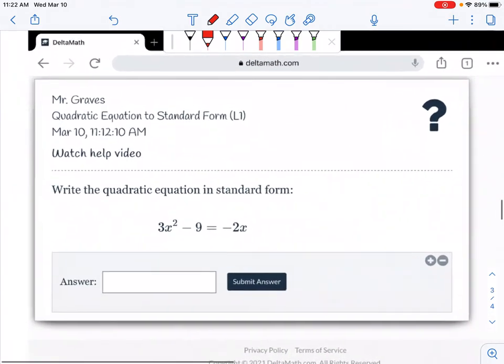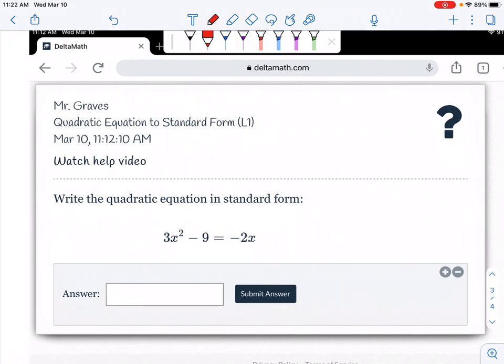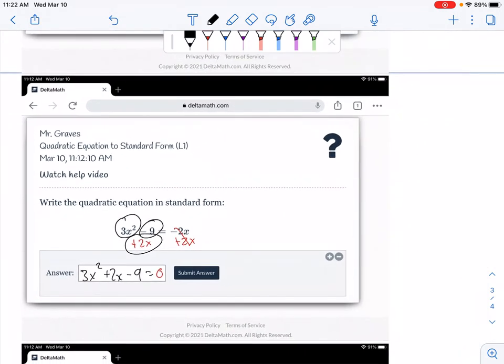Okay, a couple more examples here. Here I have a negative 2x, so I'm going to add 2x to get rid of it and make that a 0 now. That 2x can't combine with anything, so 3x squared plus 2x minus 9. We want to write them in what we call descending order. So your biggest exponent down to your smallest or your constant term.